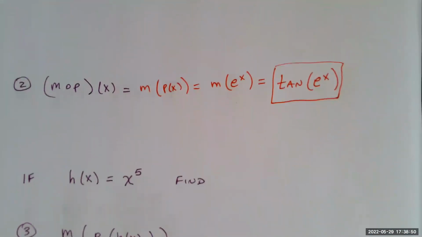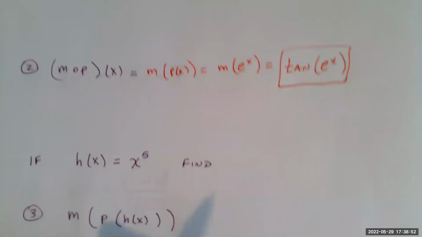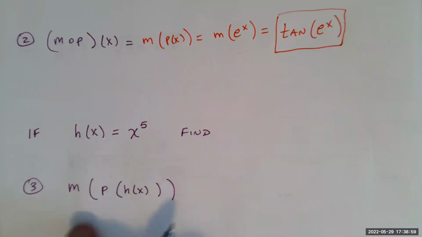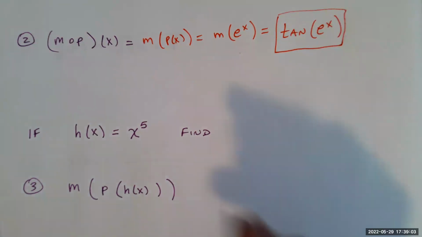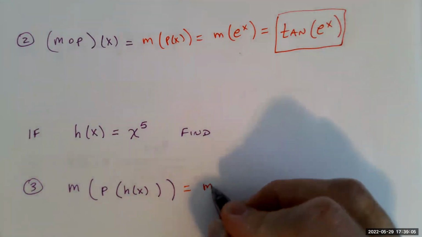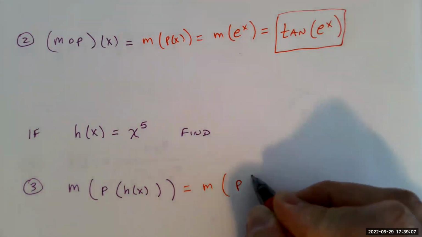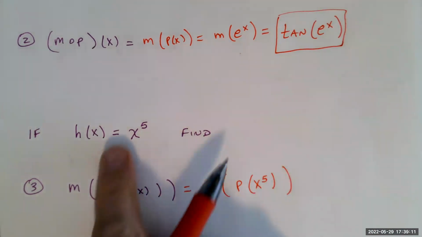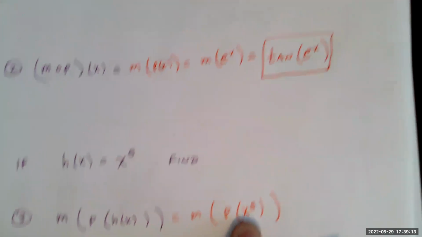What if h of x was x to the fifth and we asked for m of p of h of x? So here's a composition of 3 functions, and we can continue to do this. I mean, you could have 5 functions composed together. What will this be? Well, this is m of p of x to the fifth, right? h of x being x to the fifth. What's p of x to the fifth?